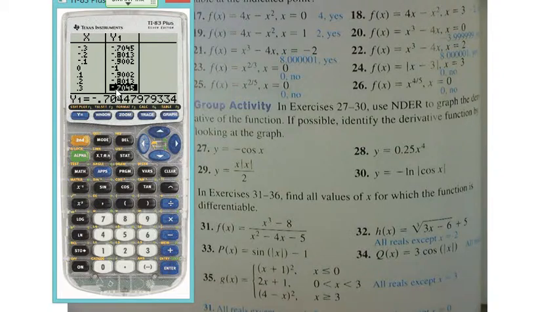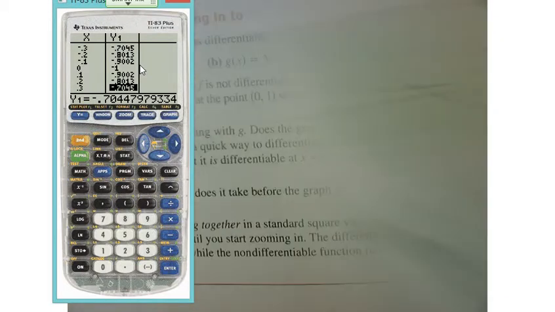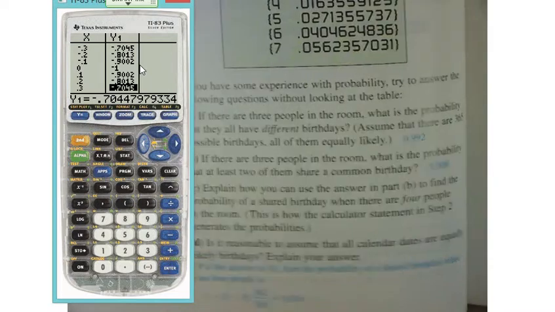If it is symmetrical, there's a good possibility that it's a corner or a cusp. Yep. If it's not, then you're pretty safe to say that a cusp doesn't exist or a corner doesn't exist. And right. So look at this.